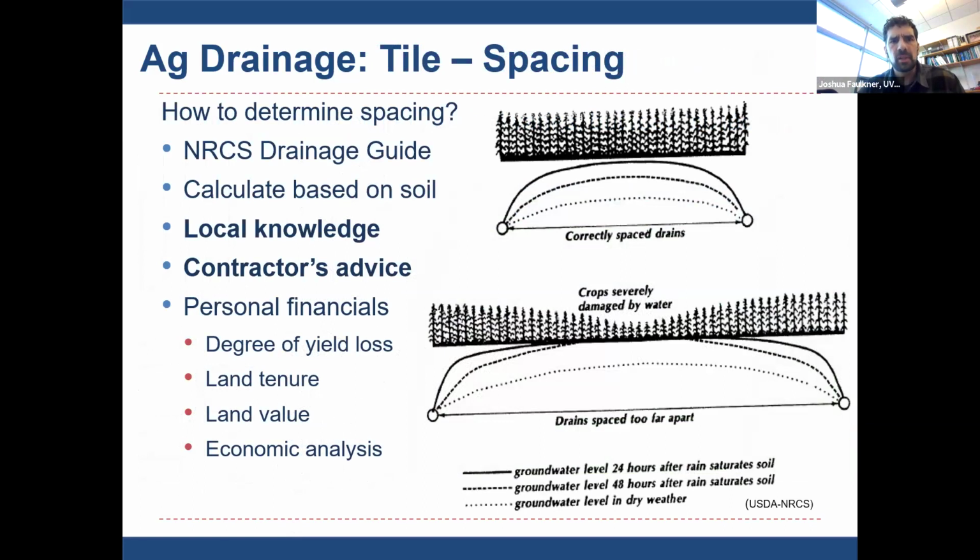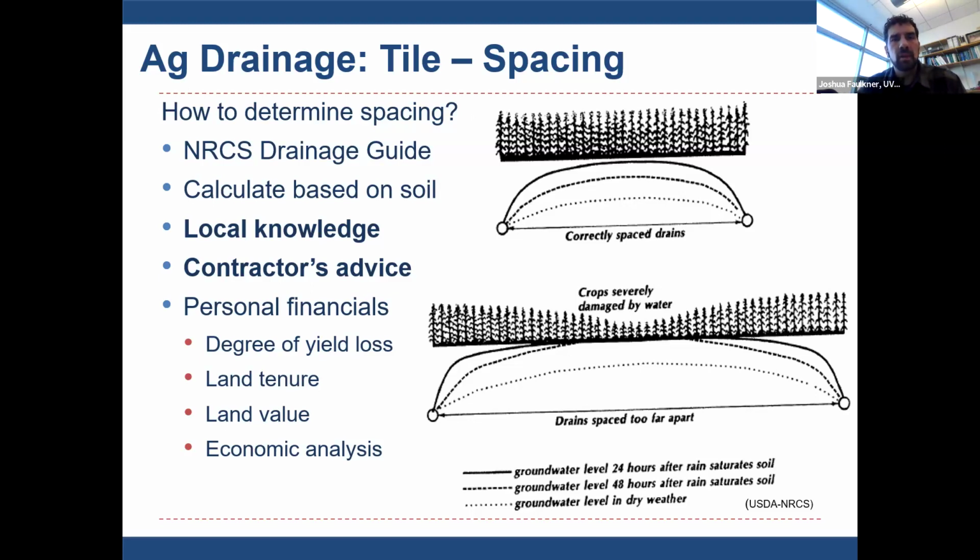Like I said, tile spacing is really important. How do you determine what spacing should be used? There is an NRCS drainage guide for most states. We did have a Vermont guide. I'm not sure that it's been updated in a long time. And a lot of the spacing that I see being installed now by farmers is a little bit tighter than what's recommended in the drainage guide.